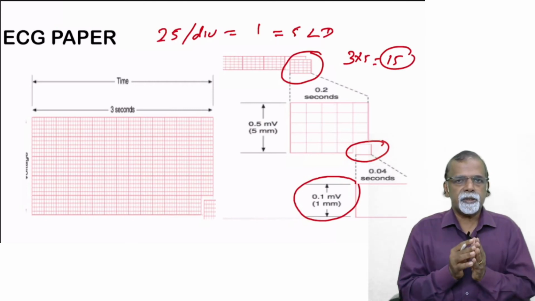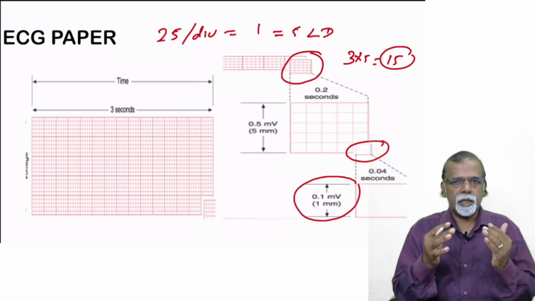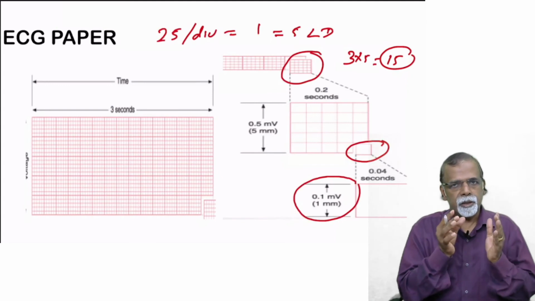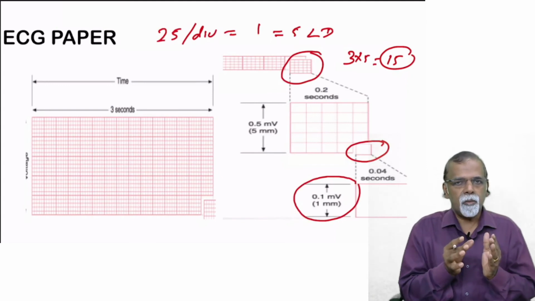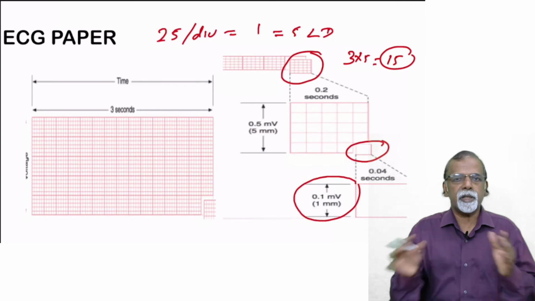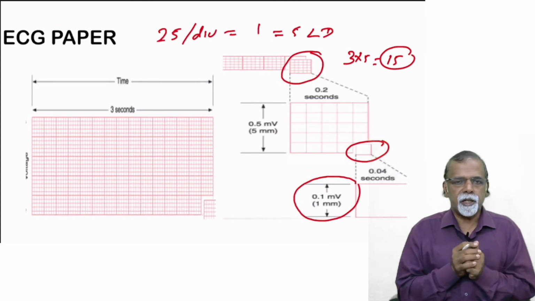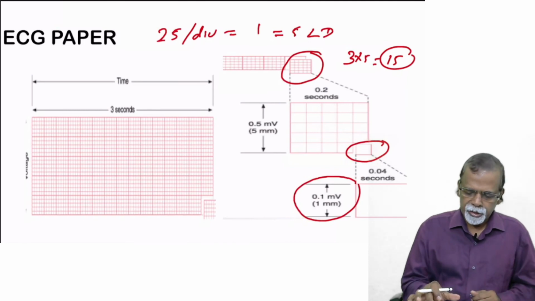The advantage is when you are calculating the heart rate, especially when the heart rate is irregular, we can count the QRS complexes in 6 seconds and multiply by 10. That will give the heart rate. We'll explain this in a little more detail when we discuss rate.